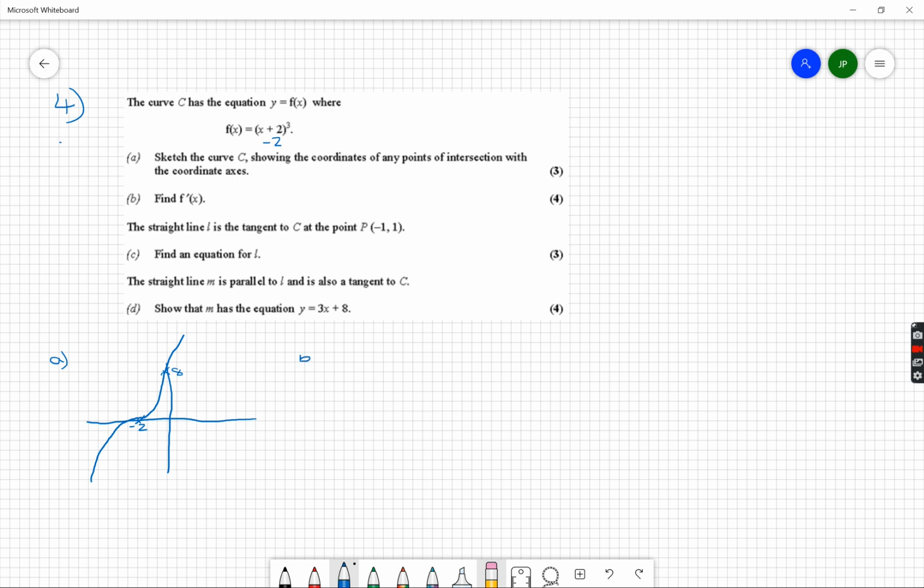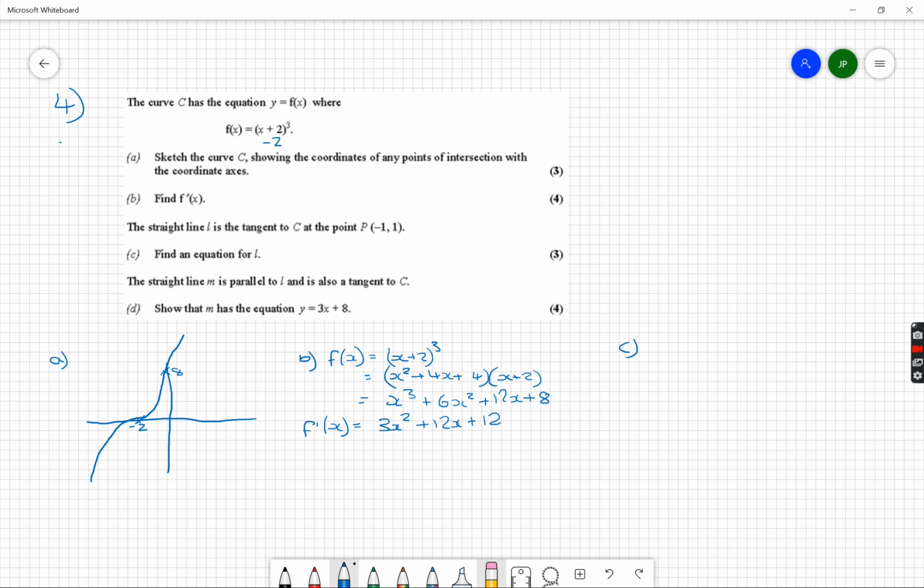Part B, find f dash of x. F dash of x is obviously going to be our differential, but first we've got to get f of x into a form where we can differentiate happily. So I've got to expand all of this out. I can expand the first bit out, so I'll have x squared plus 4x plus 4, and then times that by x plus 2. Expanding again, when I finish I get x cubed plus 6x squared plus 12x plus 8. Now I can think about doing my differential. When we differentiate, we times by the power and take one off. So I'll have 3x squared plus 12x plus 12. And that's f dash of x.